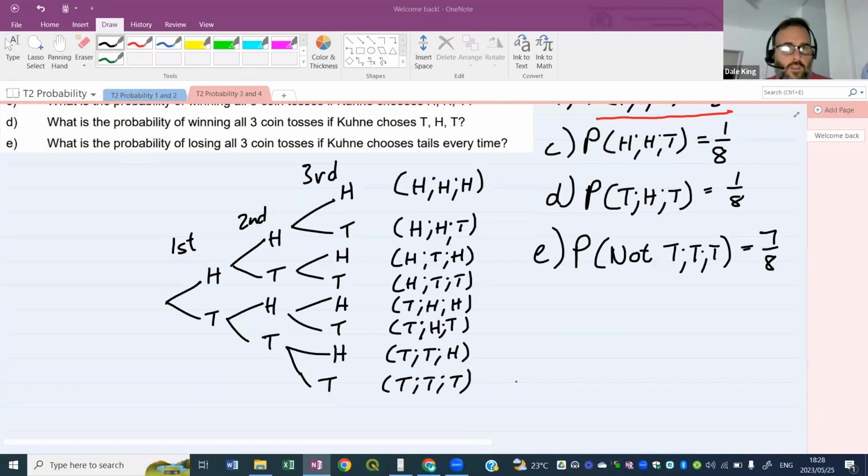All right, so he doesn't get tails, tails, tails. All right. In fact, this is not right. Let's read the question again. Check it out. What's the probability of losing all 3? How do you lose the coin toss? Well, because this guy chooses tails. So what will give him a loss if he gets heads every time? Oh, I've misinterpreted the question, guys. Oh.